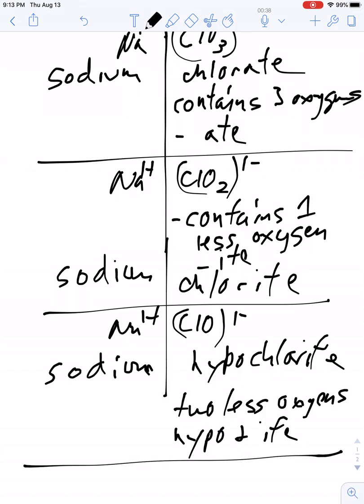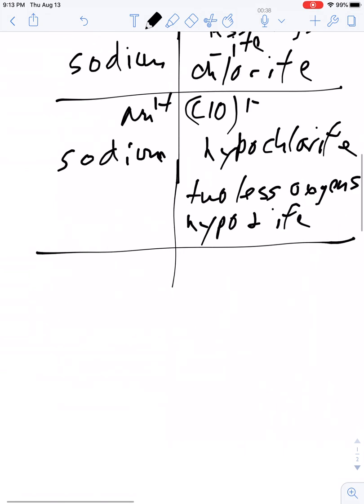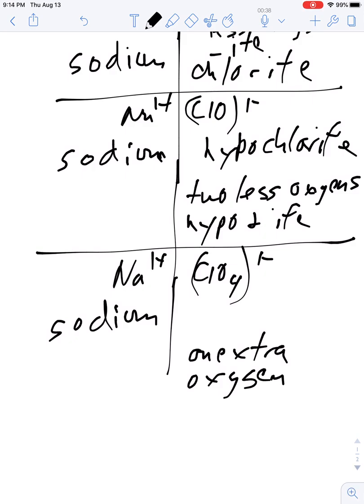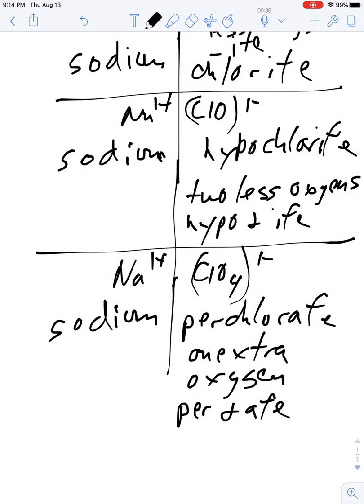And then the last one, Na 1+, ClO4. Now it's got one extra oxygen. So name the Na, sodium. It wants 3, but it's got 4. So with one extra oxygen, you're going to change the ending to per and ate, so that it becomes perchlorate. Okay?